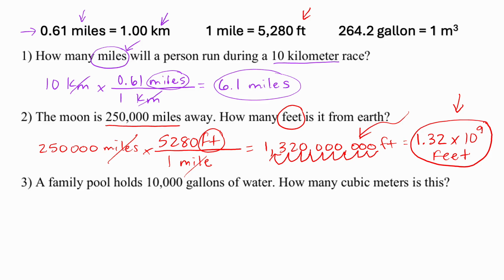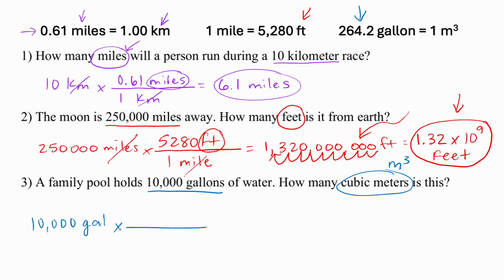All right, and then for number 3, a family pool holds 10,000 gallons of water. How many cubic meters is that? So we are looking for cubic meters. We are given gallons. So we are going to use this conversion here that has both gallons and meters cubed. So starting with what we are given, which is the 10,000 gallons, we are trying to get rid of gallons. So it's going to go on the bottom, 264.2 gallons. And that is equal to 1 meter cubed, or 1 cubic meter.